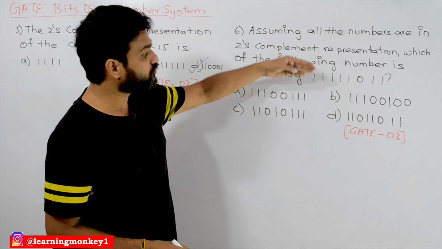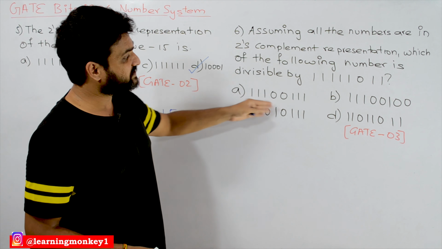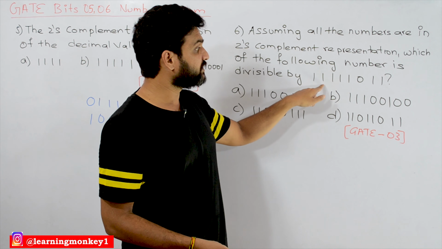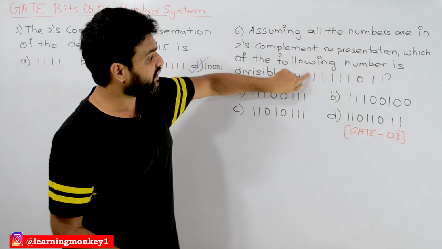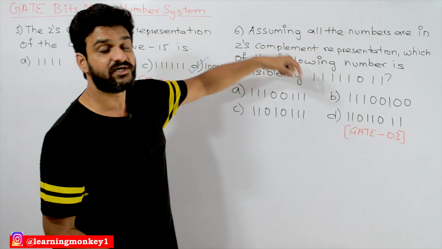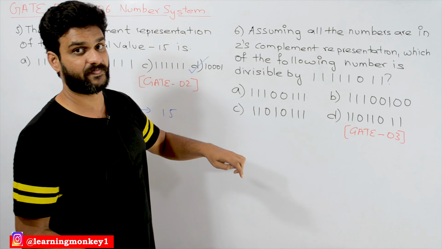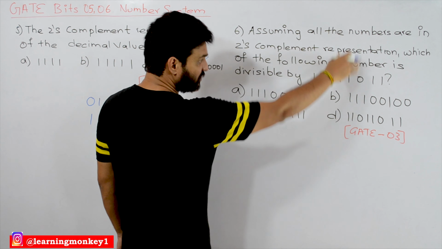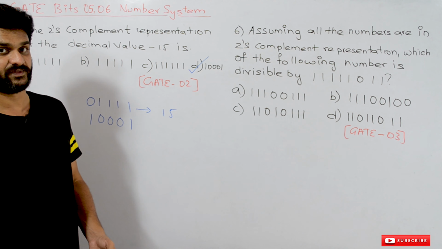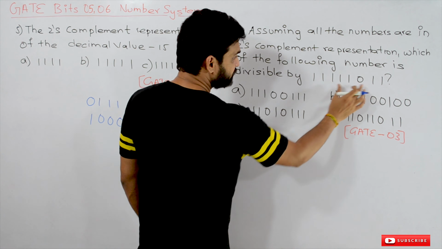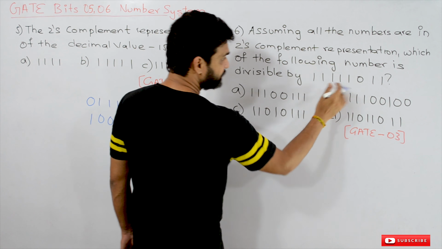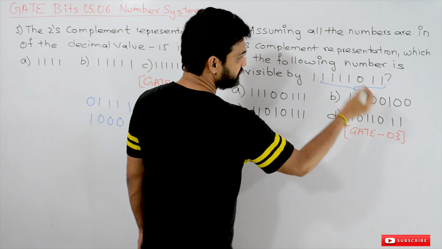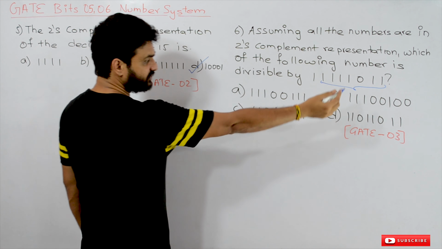To find which number is divisible by this number, we have to convert them into decimal. In 2's complement representation, if the sign bit is 1, they are negative numbers. All of these numbers have sign bit 1, so all of them are negative numbers represented in 2's complement form. So we have to find the decimal equivalent of the magnitude of all these numbers.